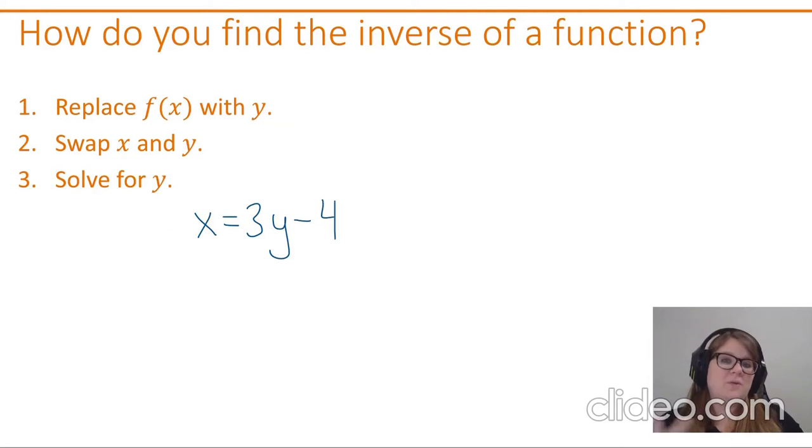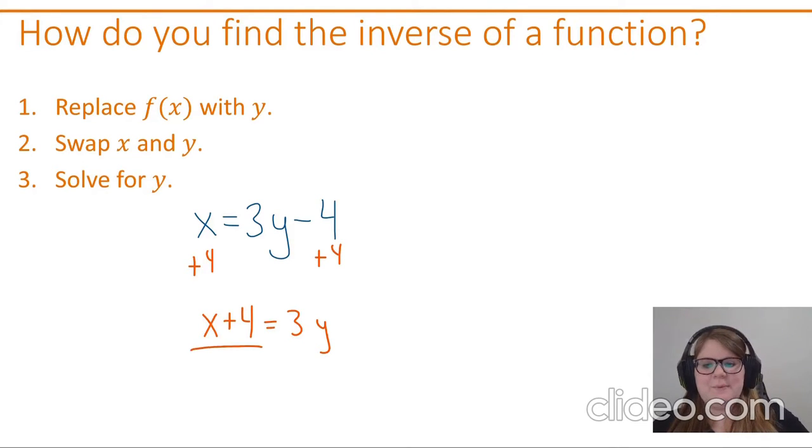Now we're going to solve for y. So in this case, I'm going to add 4 to both sides. I get x plus 4 equals 3y. So y is almost by itself. Now I just need to divide both sides by 3. So I get that y equals x plus 4 over 3.